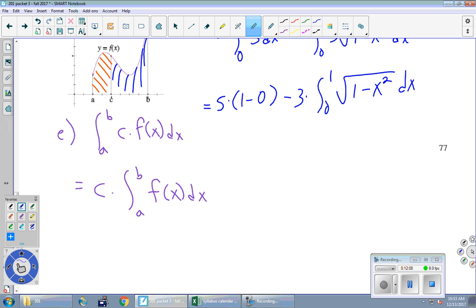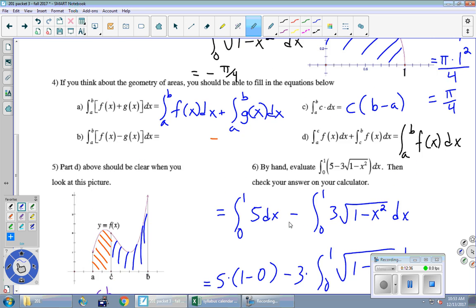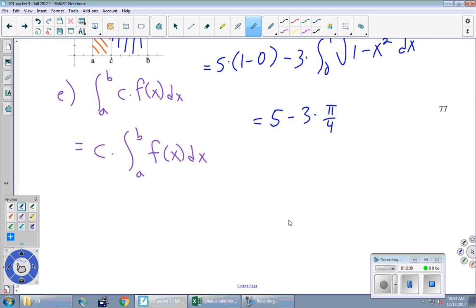Let's finish our calculation here. 5 times 1, that's just 5, minus 3 times. Now this integral is one we've seen earlier today. Normally it would be hard, but in this case we know the answer. What is it? That's just pi over 4. That's the one that we saw with the quarter circle. So that's our answer, 5 minus 3 pi over 4. Yeah, Aaron. The which one? Yeah, this is the quarter circle that we saw in the picture at the top of the page there.